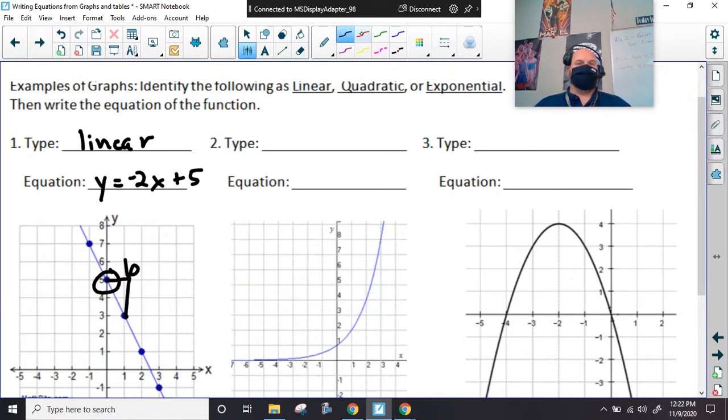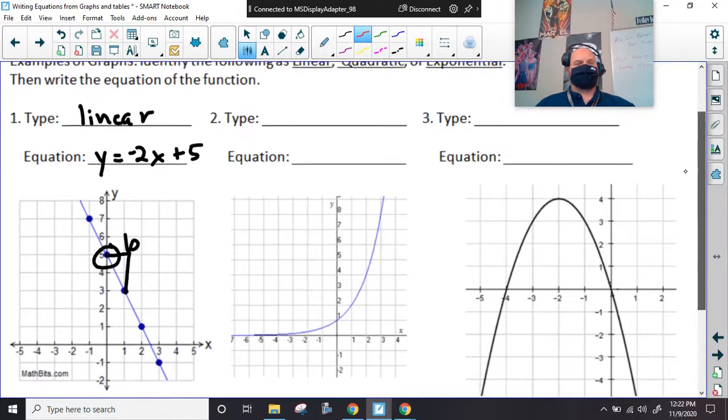Linear, of all three of them, is the easiest one to write the equation from a graph. Quadratic, I think, is the next easiest. Exponential gets a little tricky sometimes, but we'll be okay with that.